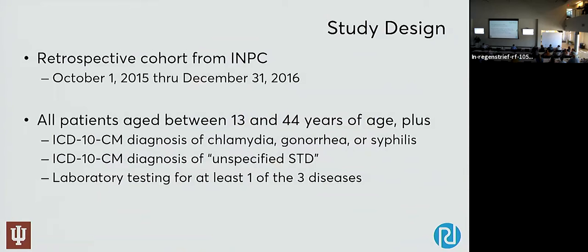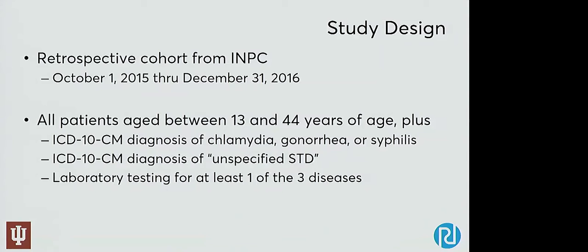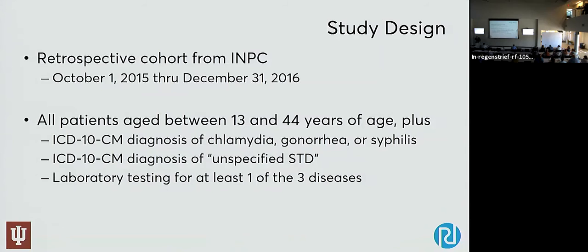And then we looked at all patients aged 13 to 44, which are the ages at which we typically look at women as being sexually active, or at least where they could be, but that's not totally true. That's where we look primarily for maternal child health. Those are the ages that we mostly think of. We looked at that same age range, which is also guided by the CDC criteria for case definitions. And then we looked at ICD-10 diagnosis of chlamydia, gonorrhea, or syphilis, or the ICD diagnosis of unspecified STD.